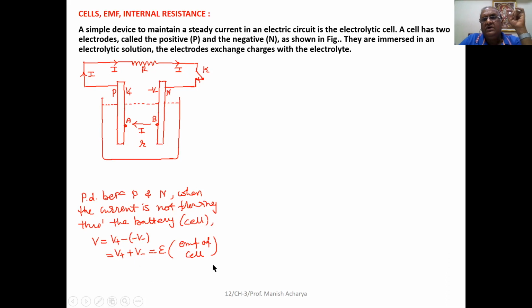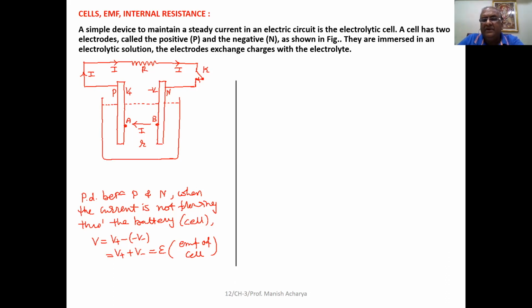That is called the EMF of the cell. So in short, you have to remember this thing, when the current is not flowing through the cell, at that time, whatever is the potential difference between two terminals of the cell or two electrodes of the cell, that is the EMF of the cell.